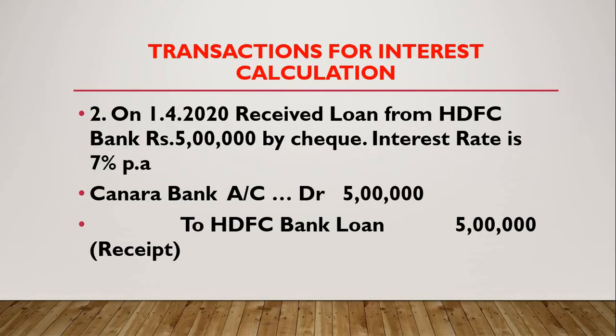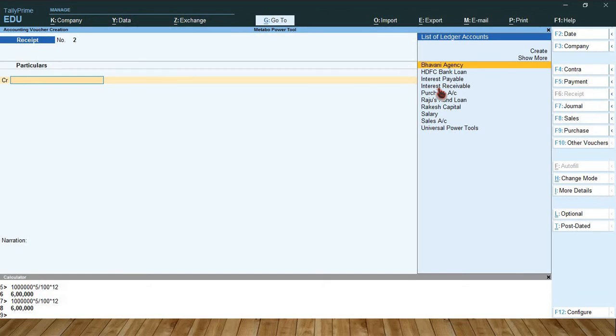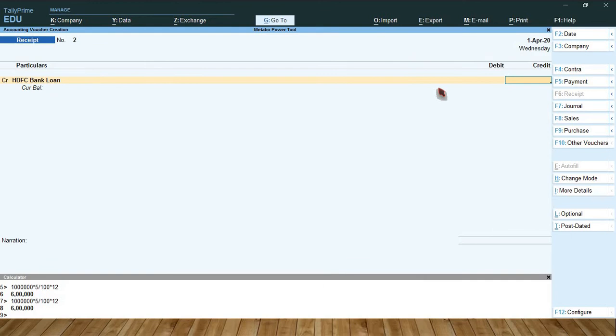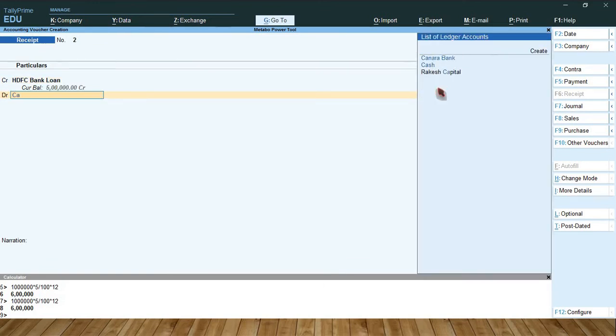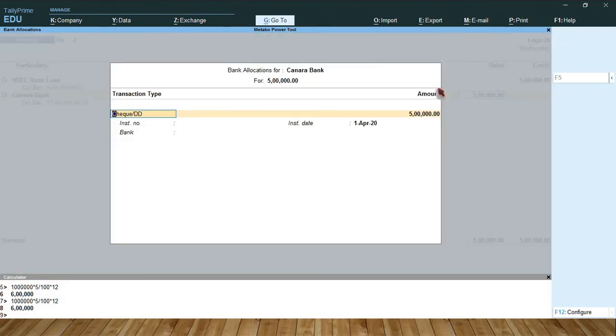Second voucher, that is also receipt on 1/4/2020, same date. Received loan from HDFC Bank rupees 5 lakh by cheque. Interest rate is 7% per annum. So leave it, interest. So HDFC Bank loan, credit entry first, 5 lakh. So Canara Bank 5 lakh.